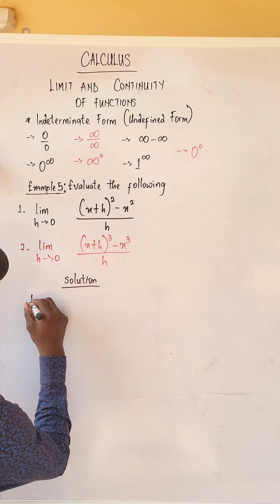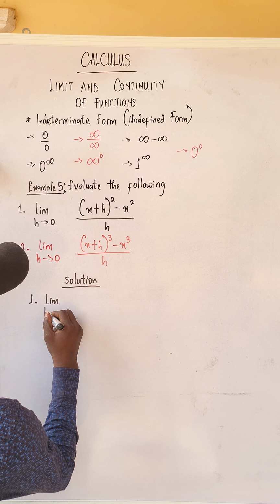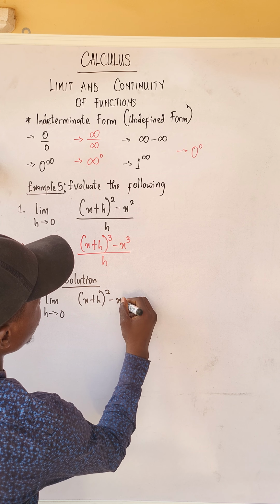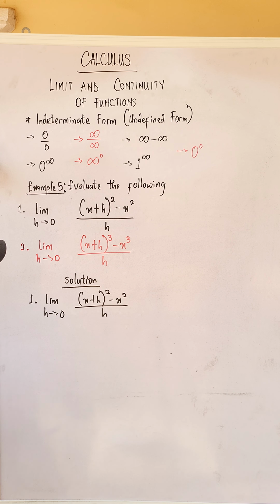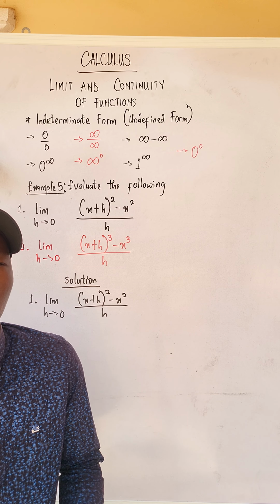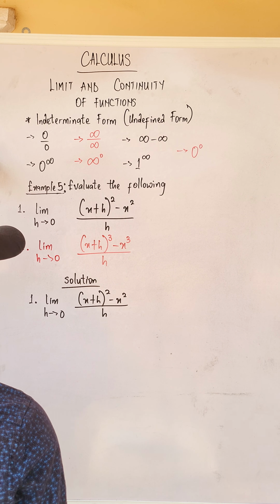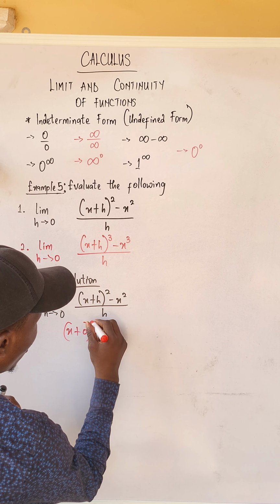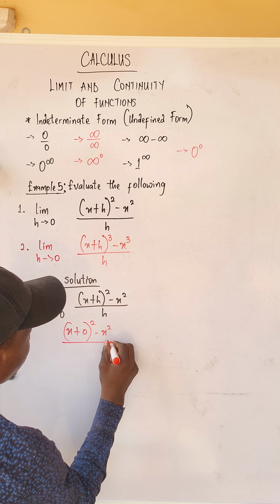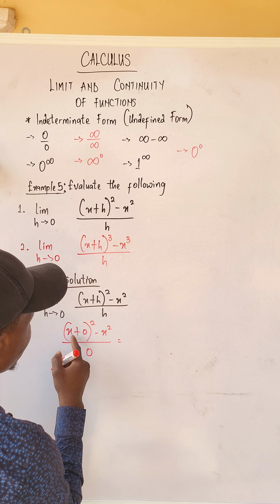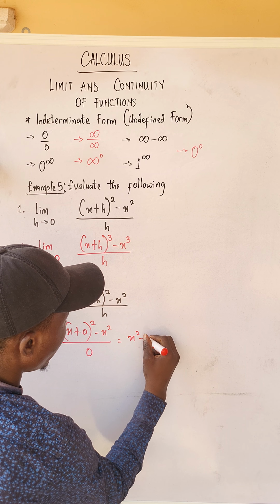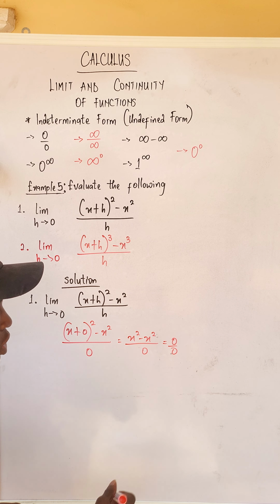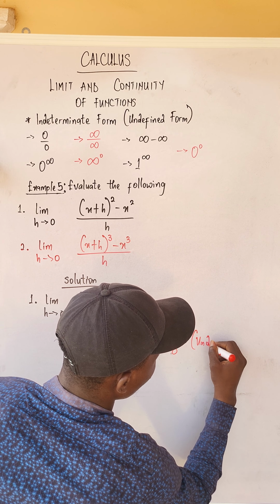Question 1 says limit as h tends to 0, (x plus h) all square minus x square over h. You know the first method is always trying the direct method. That's everyone's first choice. So let's try it. That will be (x plus 0) all square minus x square over 0. So that will give us x square minus x square over 0, which gives us 0 over 0, which is undefined.